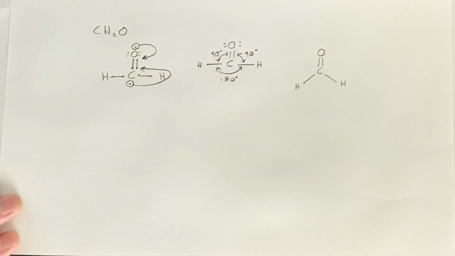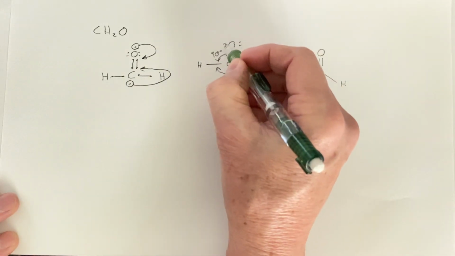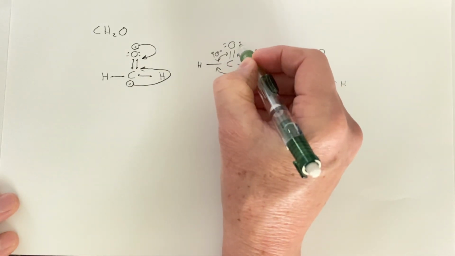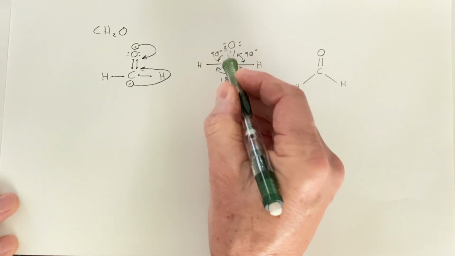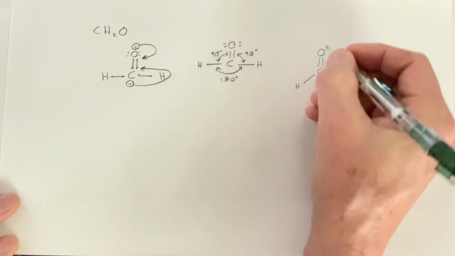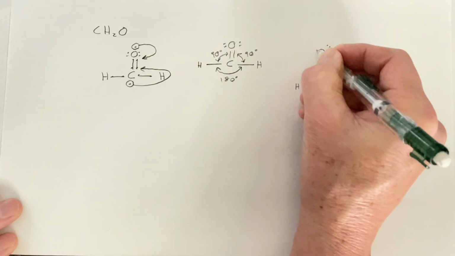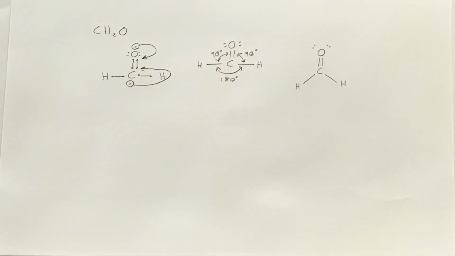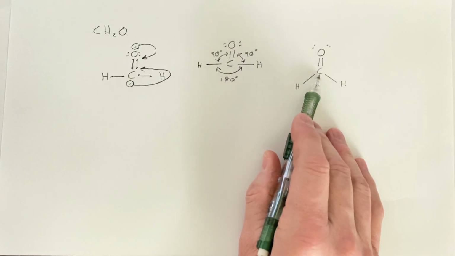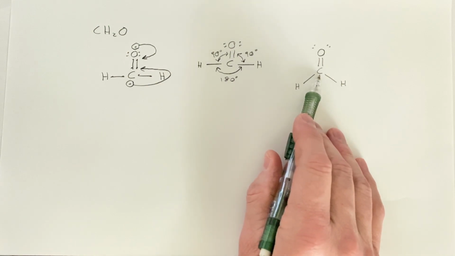Following that same mantra, we should not have 180-degree bond angles on these lone pairs on the oxygen and 90-degree bond angles between the lone pairs and these bonding pairs. So we will also move the lone pairs in such a fashion that they are at 120 degrees. So let's draw an orbital diagram for this carbon atom.